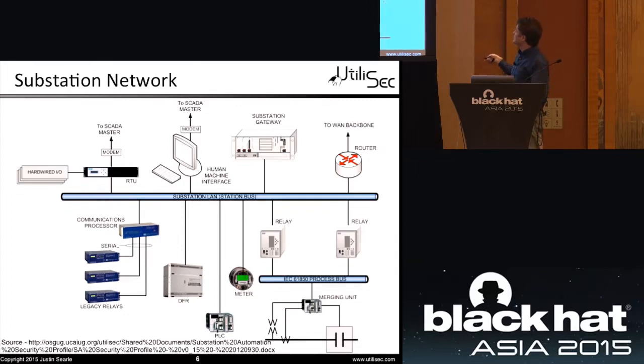And then inside of the substation, we're going to have different types of communication processors, different types of RTUs, those remote terminal units. We may have different types of relays, different types of PLCs that are doing communications, or other types of IEDs, like a digital fault recorder or a meter. Okay, so lots of different protocols and lots of different types of technologies found at this area.